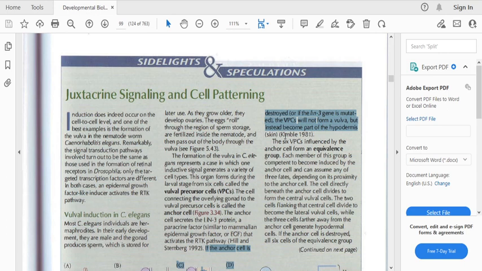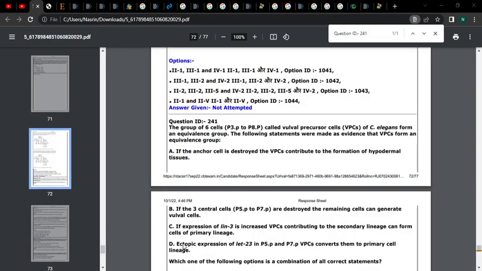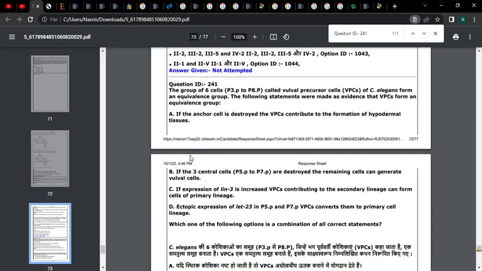If the anchor cell is destroyed, the VPC, that is the vulval precursor cell, will not form vulva, but instead will become a part of the hypodermis or hypodermal cell. So option A, B, C is a correct option. You can quote the Gilbert page number itself. Option A, B, C are correct.